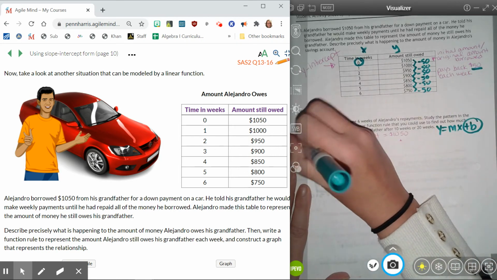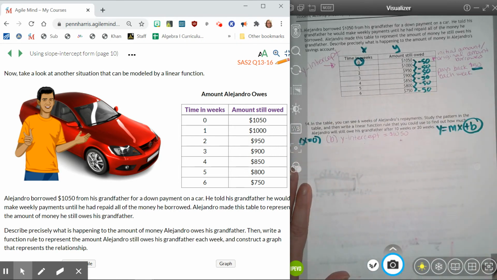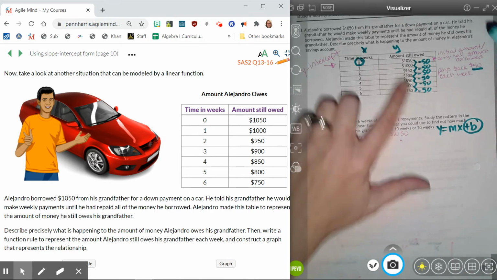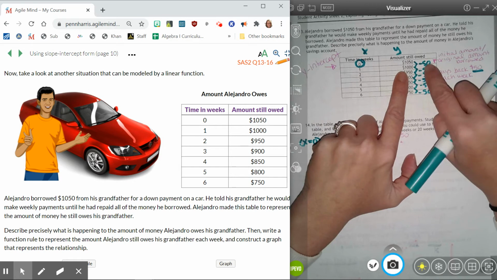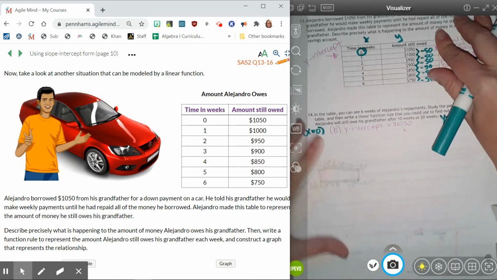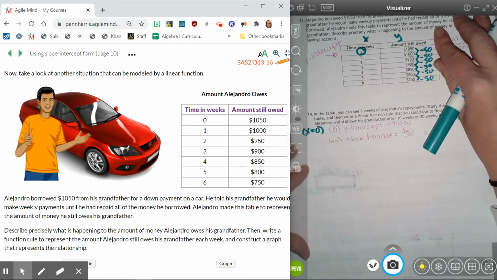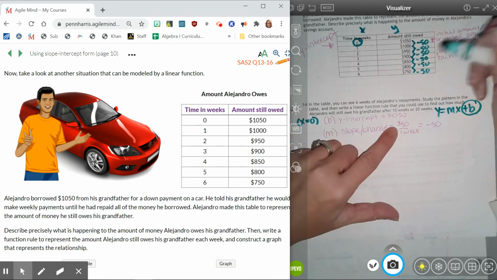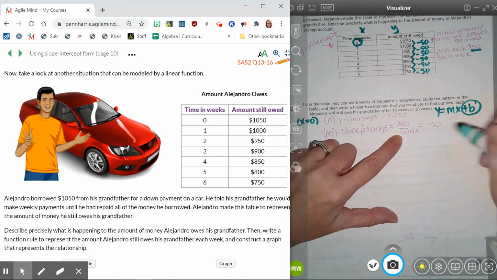Okay. Now, what was the weekly change? Well, we checked it over here. We said he pays back $50 each week. So in this case, my m, my slope, is negative 50 over 1 week. So what is that? It's just negative 50. My m is going to be negative 50.